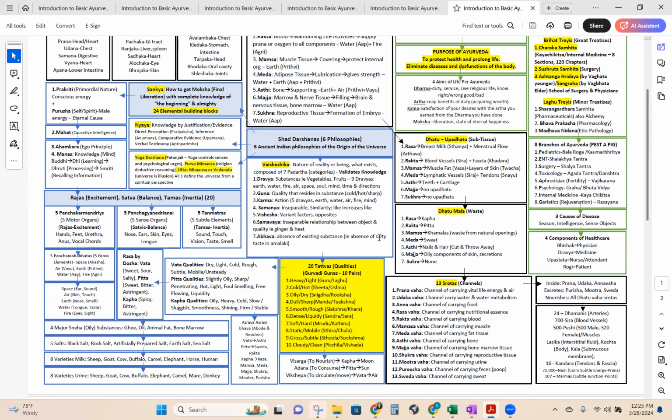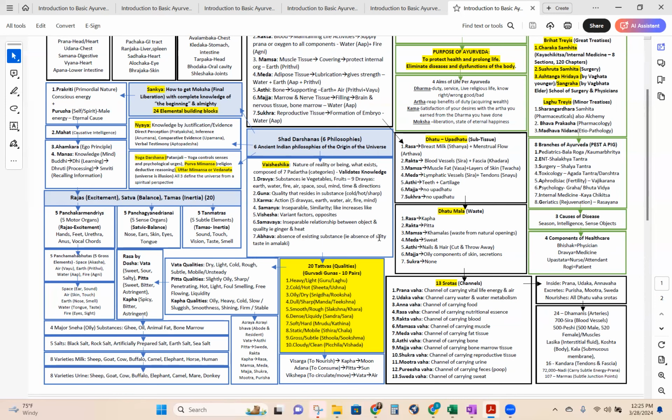Rasavaha, the channel carrying nutritional essence. Raktavaha, the channel carrying blood. Mamsavaha, the channel carrying muscle. Medavaha, the channel carrying fat tissue. Astivaha, the channel carrying bone tissue. Majavaha, the channel carrying bone marrow tissue. Shukravaha, the channel carrying reproductive tissue. Okay, so you have those 7 Dhatu Vahasrotas.